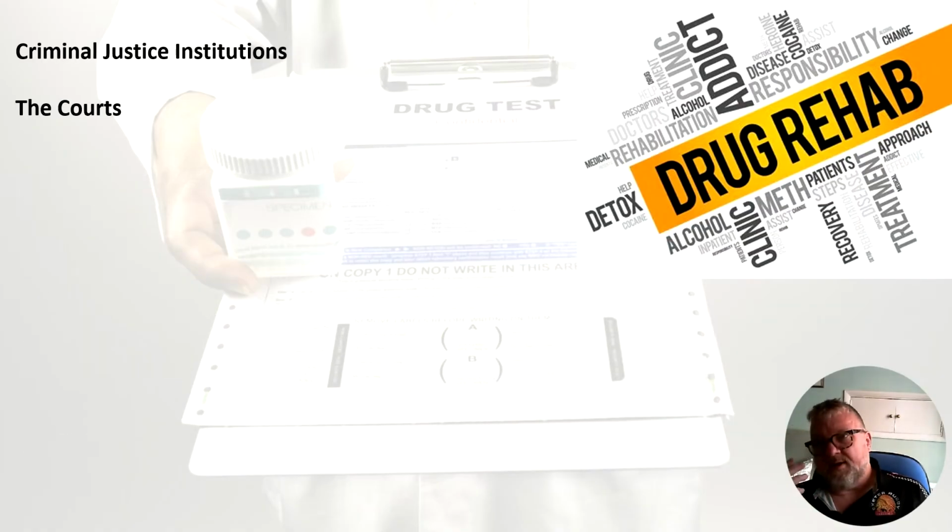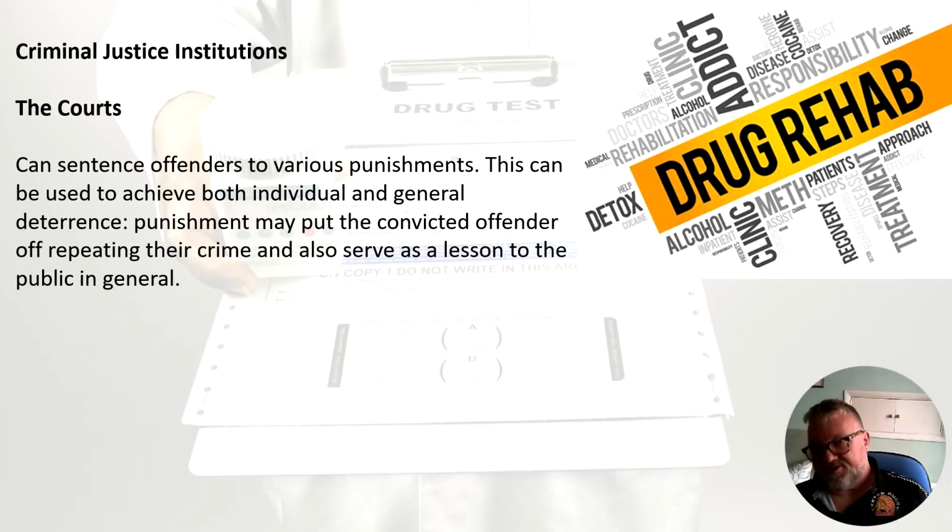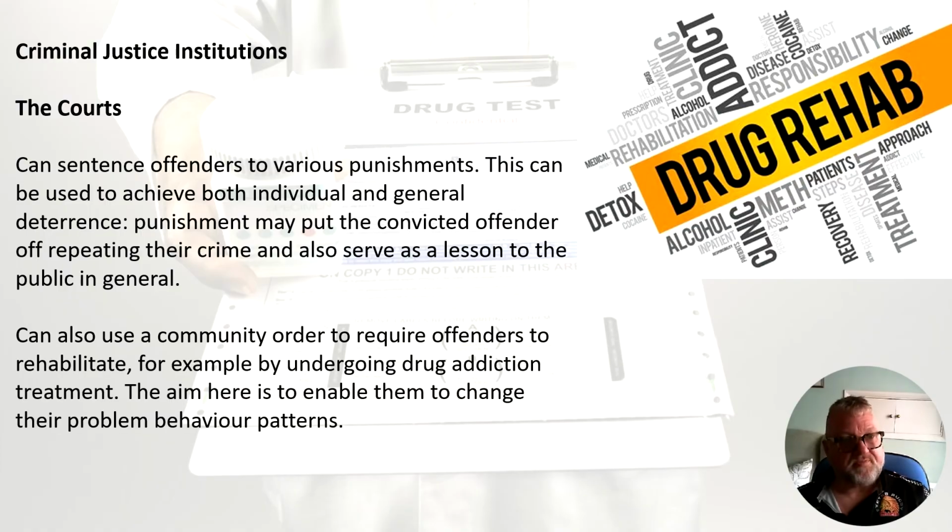So, if we look at our criminal justice institutions, we have the courts. What can they do? Well, they can sentence offenders to various punishments. This can be used to achieve both individual and general deterrence. Punishment may put the convicted offender off repeating their crime, and it also serves as a lesson to the public in general. So that's a method by which an institution achieves social control.